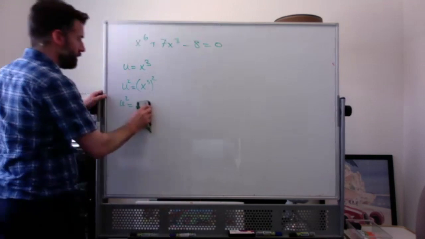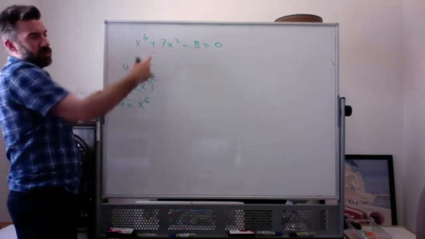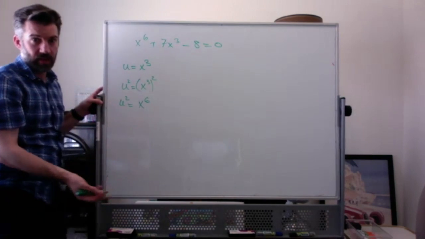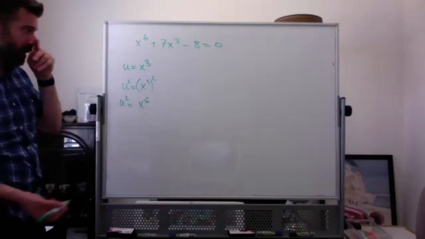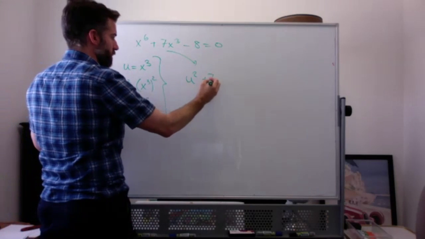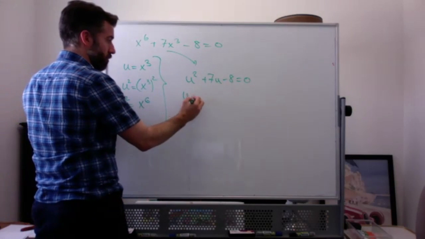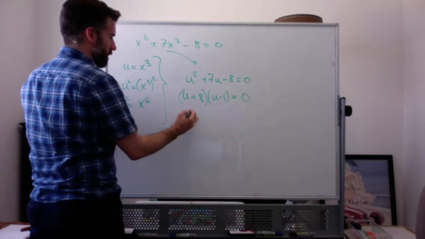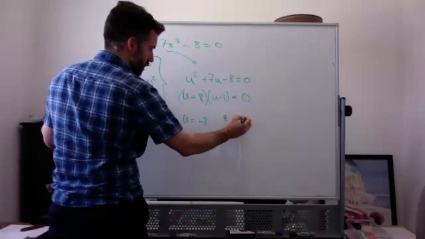And when you do this, your choice for u should always be the power that's closer to 0, and u squared should always end up being the other power of x. So if you have a u and a u squared, they should match up with the things you have. And then you just rewrite this. You can write this as u squared plus 7u minus 8 equals 0. So then u plus 8 times u minus 1 equals 0. So then you get u equal to negative 8 and u equal to 1.